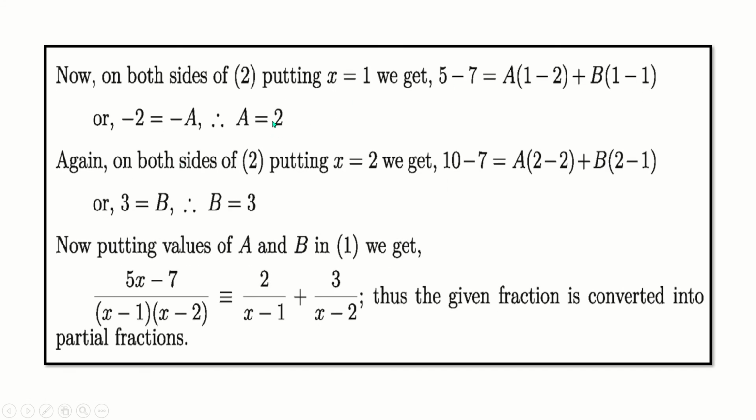X is equal to 1 means A is equal to 2. As I had discussed, when x is equal to 2, calculate, you will get b is equal to 3. Therefore, (5x minus 7) divided by (x minus 1)(x minus 2) is equal to 2 by (x minus 1) plus 3 by (x minus 2). This is the required partial fraction of the given fraction. Clear everyone? Very easy. This is the answer.